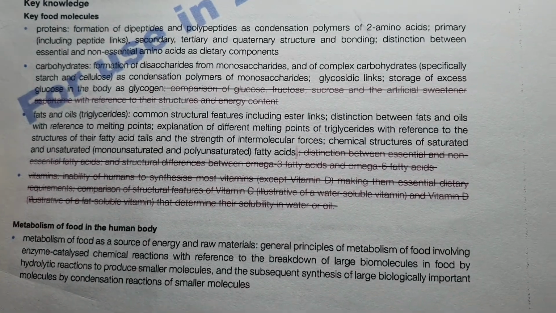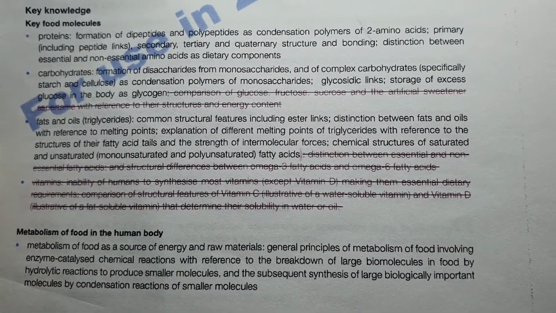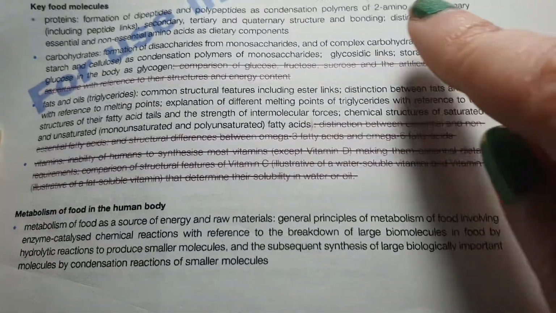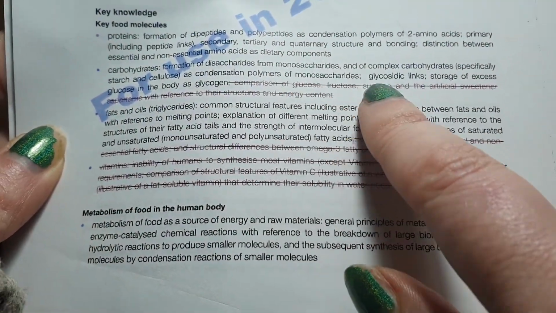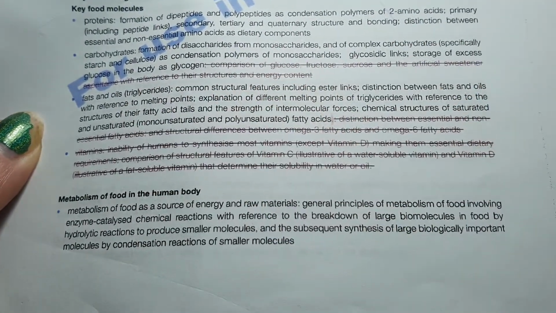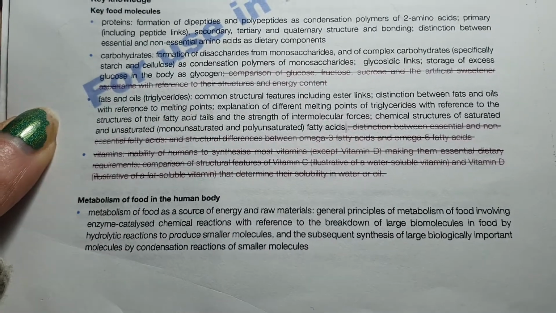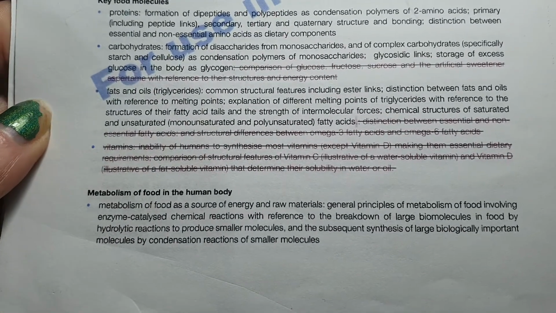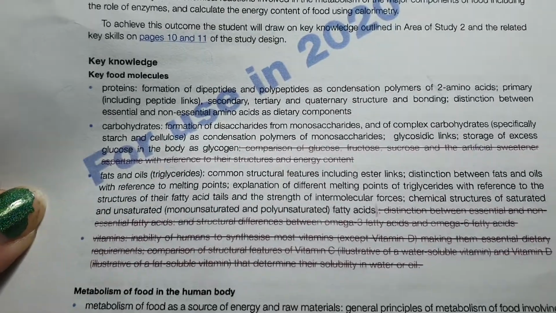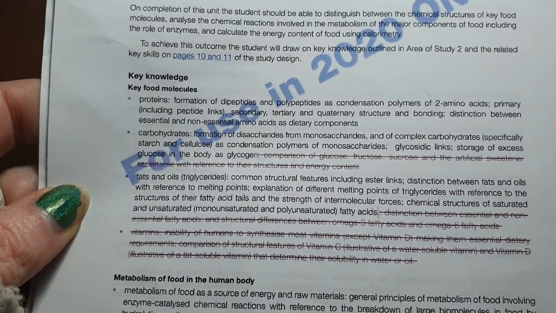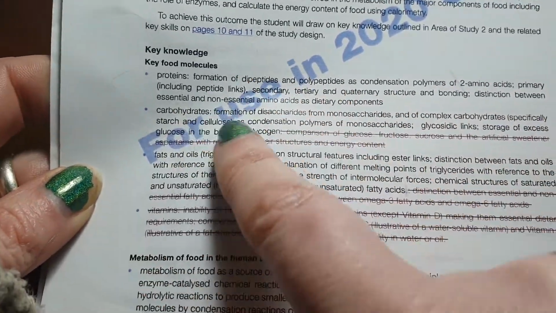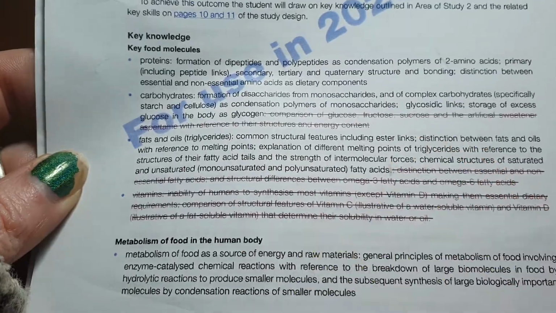Glycemic links is just there on its own. Should be in there somewhere. They just got struggled. So glycolic links are part of our disaccharides, and storage of excess glucose in the body as glycogen. You're not comparing glucose, fructose, sucrose to artificial sweeteners. That's gone. So any mention of aspartate or anything like that, just ignore it. So you're just looking at these ones here.